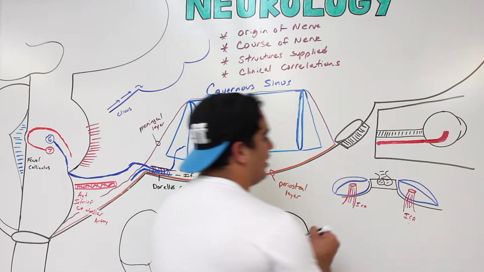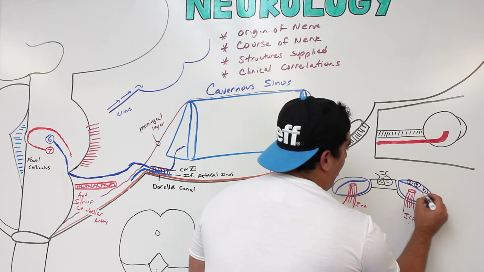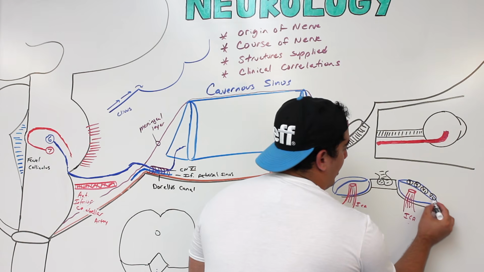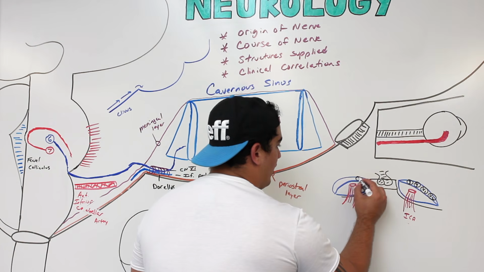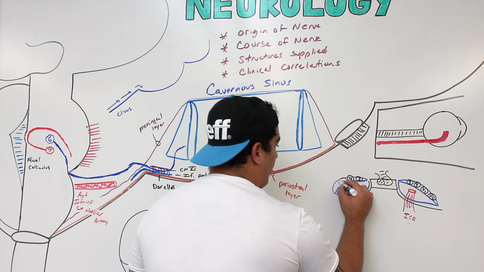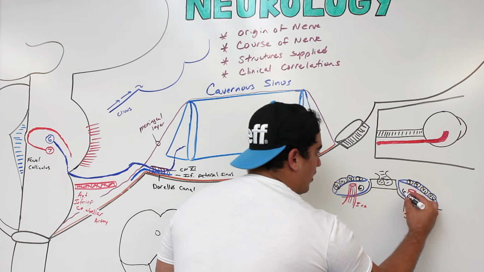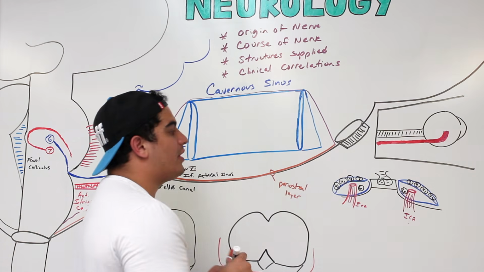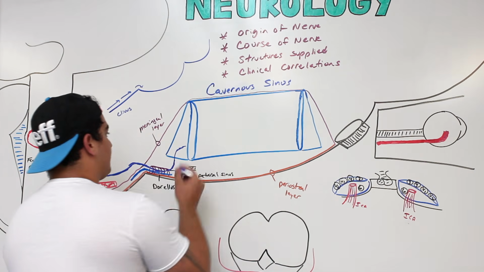Just to be consistent here, we said that it was going to be third cranial nerve, fourth cranial nerve, ophthalmic division of the trigeminal nerve, and the maxillary division of the trigeminal nerve. Same thing over here, 3, 4, V1, V2. The sixth cranial nerve is running within the cavity. So the sixth cranial nerve is running within the cavity of the cavernous sinus, just so that we're clear.